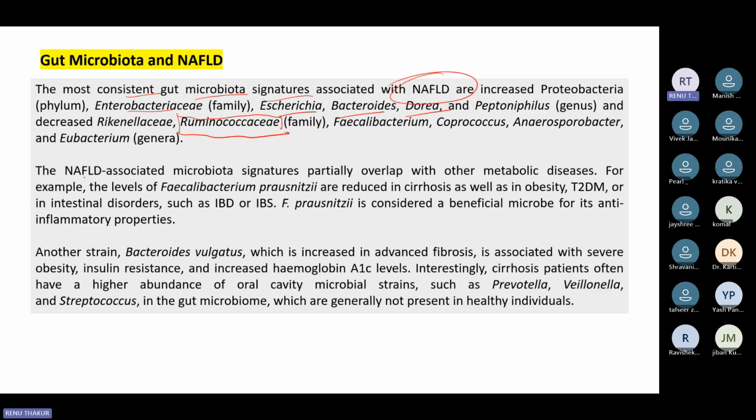So this NAFLD associated microbiota signature partially overlaps with other metabolic diseases. For example, the level of Faecalibacterium is reduced in cirrhosis, as well as obesity, type 2 diabetes mellitus, or intestinal disorders such as IBD or IBS. And Faecalibacterium is considered a beneficial microbe for its anti-inflammatory properties.